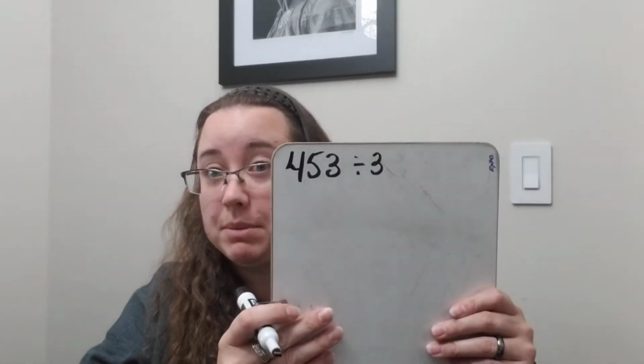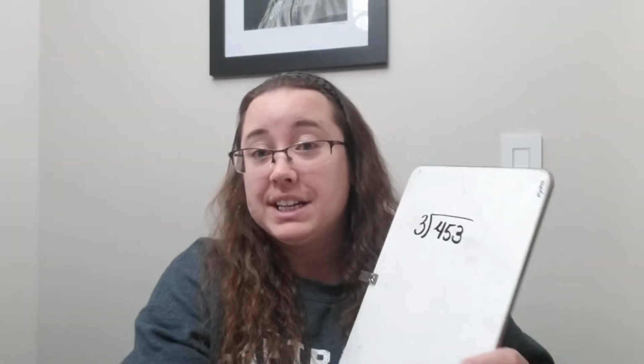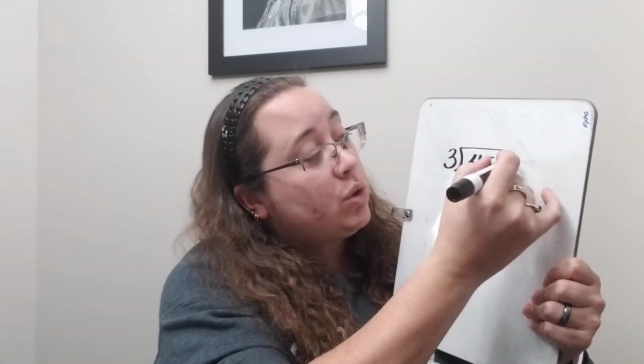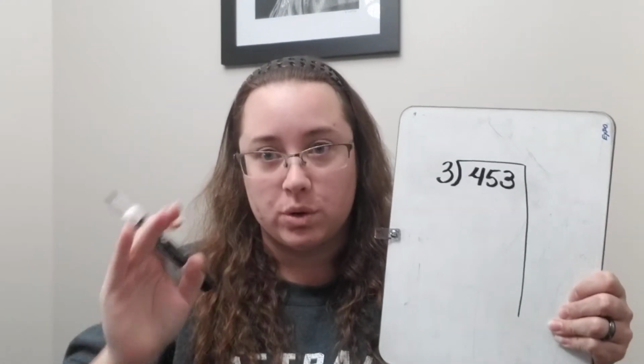I'm going to use the same number that I used in a previous video, 453 divided by 3. The same statement. In this case, you write it the same way that you would a regular long division problem. 3 divided into 453. So the same way. However, in this case, you are going to add a separation line down the side in order for you to keep track of the numbers that you've divided, the partial pieces of the quotient.